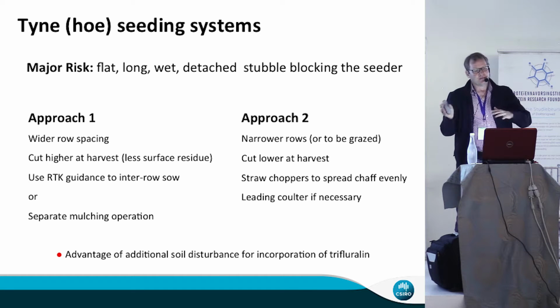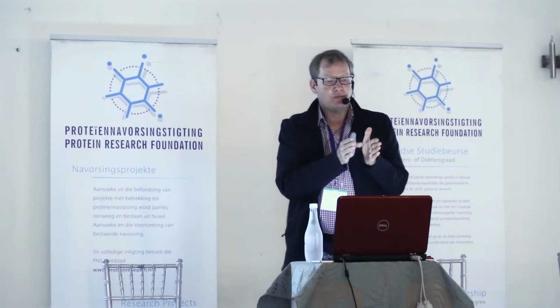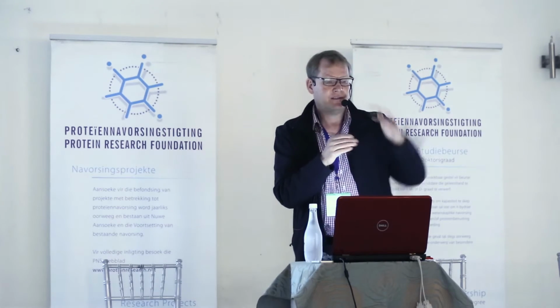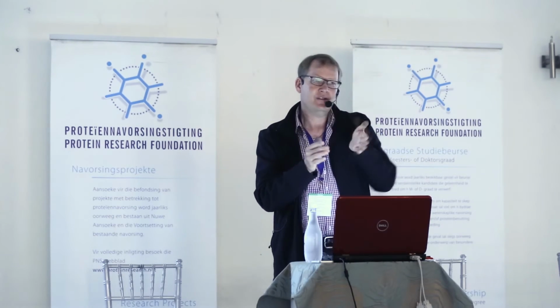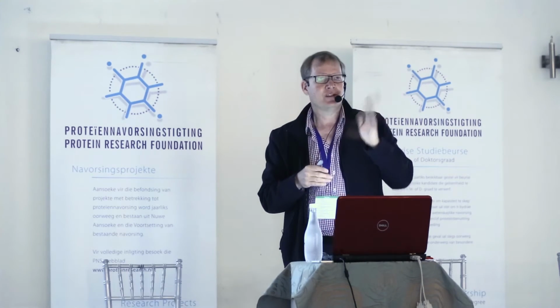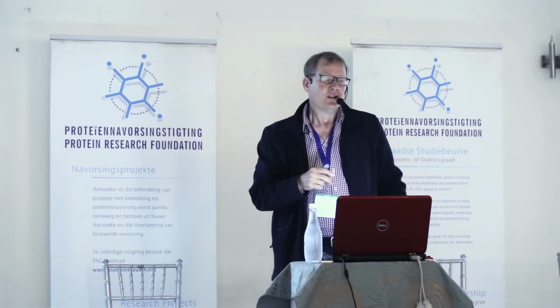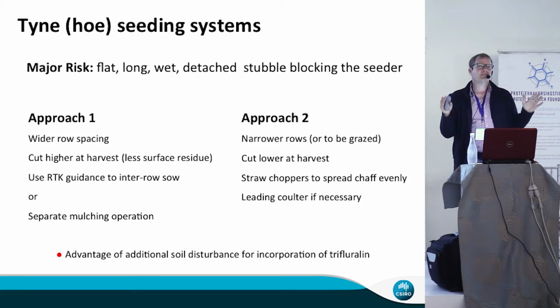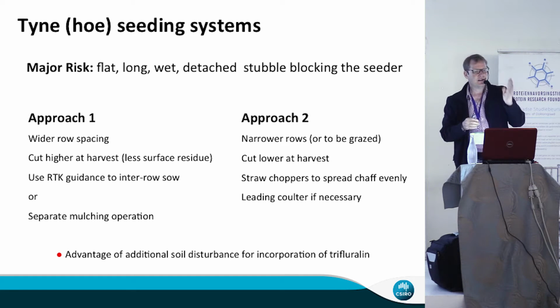So one approach people are using is to move to slightly wider row spacings, to cut high at harvest, and then they'll be using some kind of inter-row sowing guidance to sow inter-row where there's less residue. Or they may come in and cut that high stubble with some kind of separate mulching process. And that just cuts the stubble to shorter lengths, and that will allow better passage.